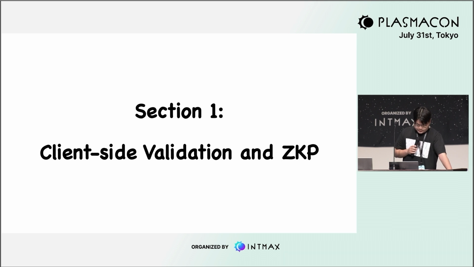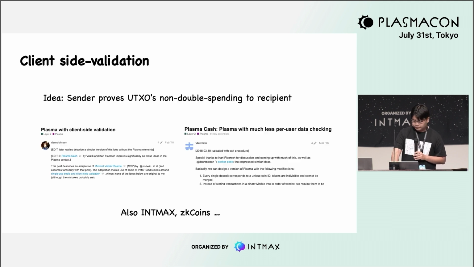So first, let's explain what client-side validation is. Client-side validation was introduced by Dan Robinson's Ethereum research post titled Plasma with Client Validation. This was later refined in Vitalik Buterin's Plasma Cash. The basic idea is to minimize the burden on the base layer as much as possible and do what can be done on the client side.